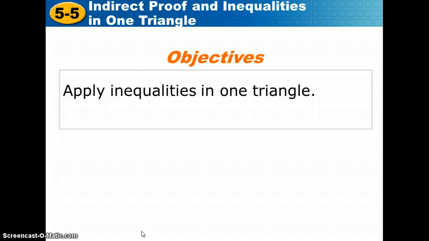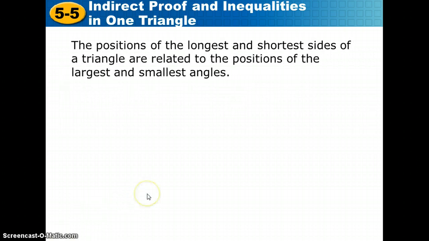Okay, today's objective, we are going to be applying inequalities in one triangle. You notice the lesson is called Indirect Proof. We're not really going to talk about what an indirect proof actually is much in this lesson. We'll refer a little bit more to it in class, but for the video notes, you will not be required to know what an indirect proof is. So, let's go ahead and take a look at the first part of your notes here.